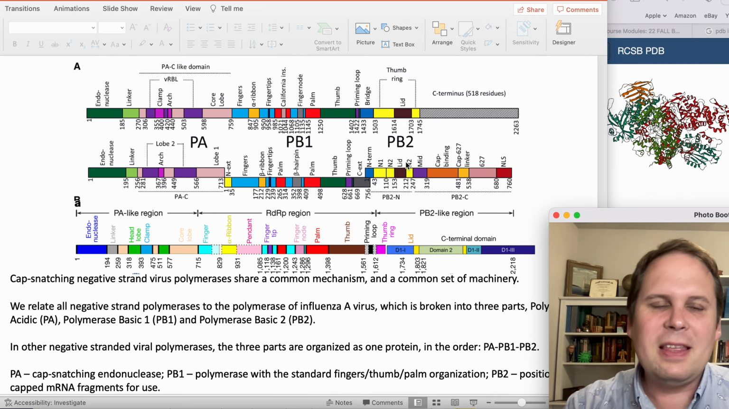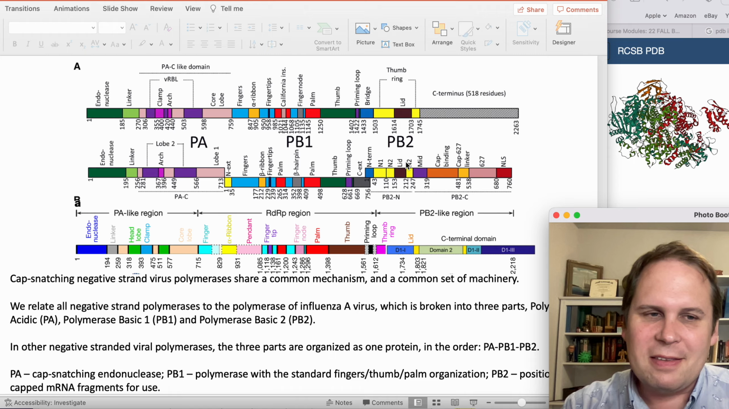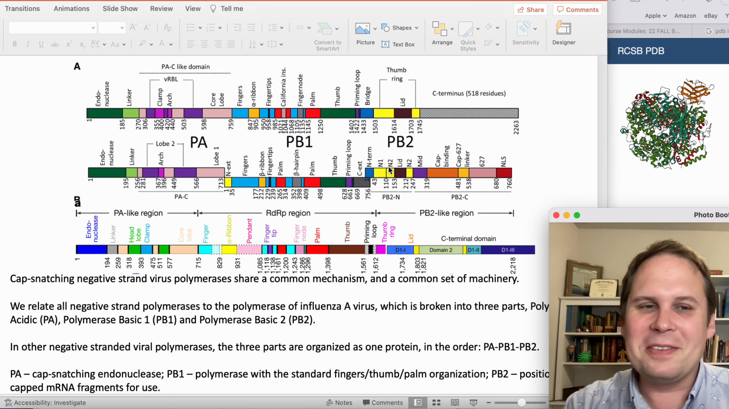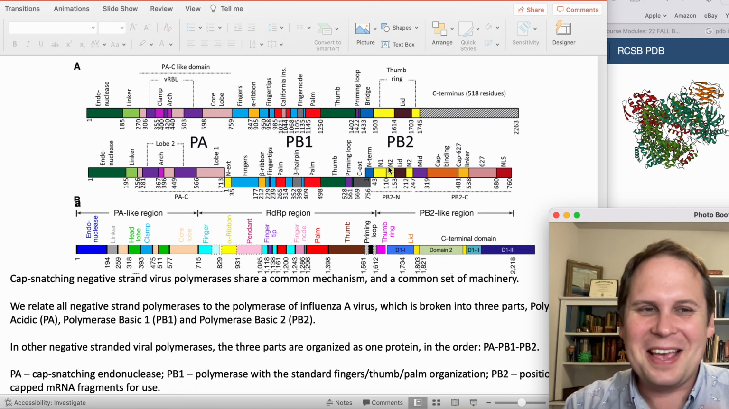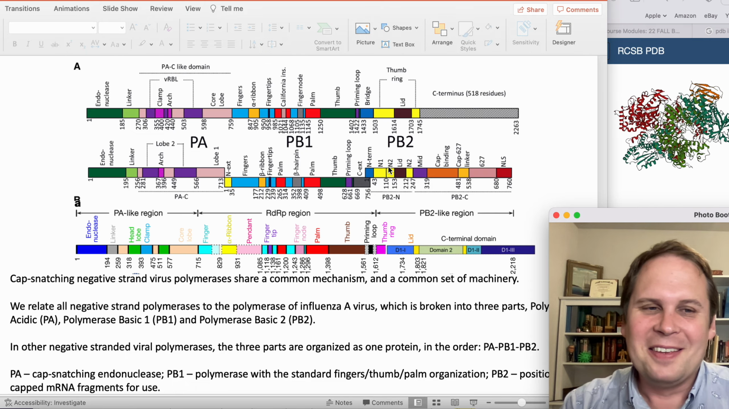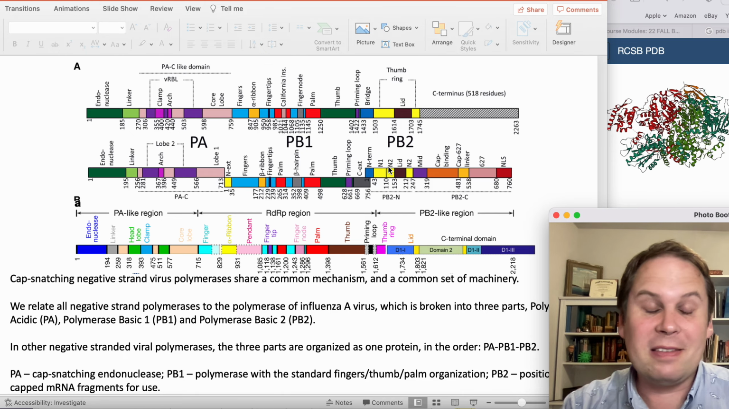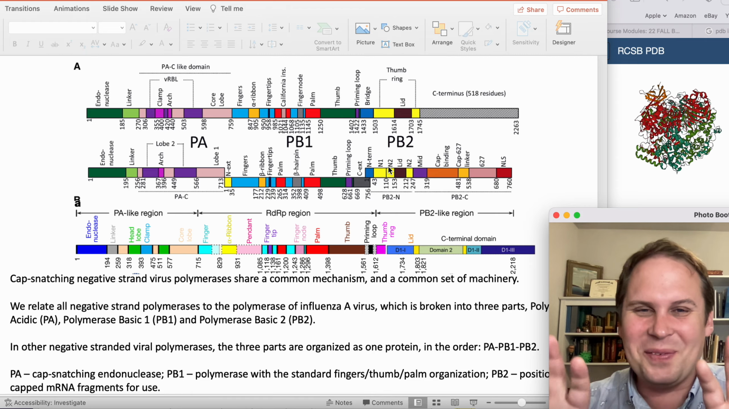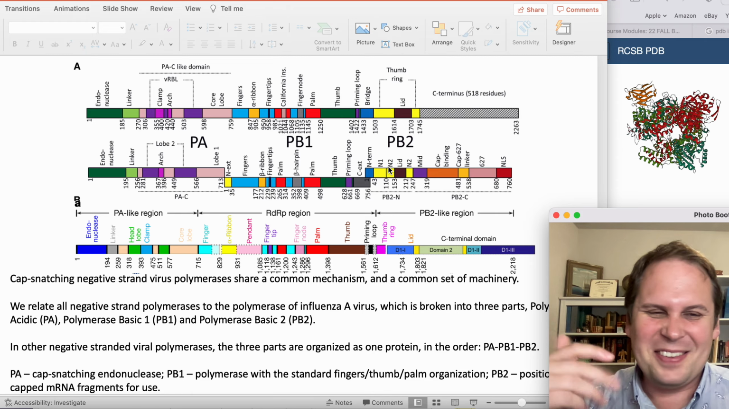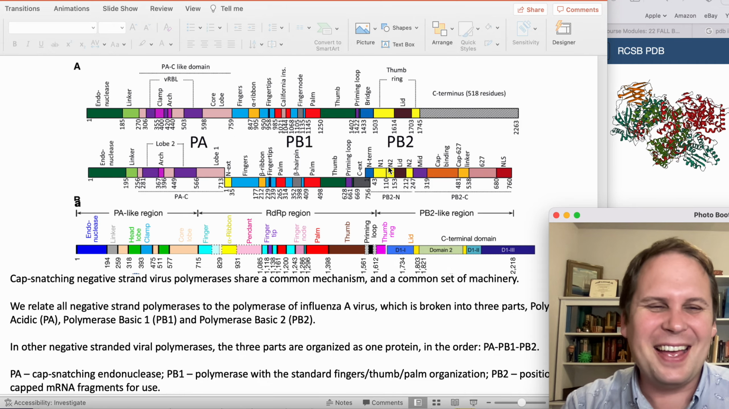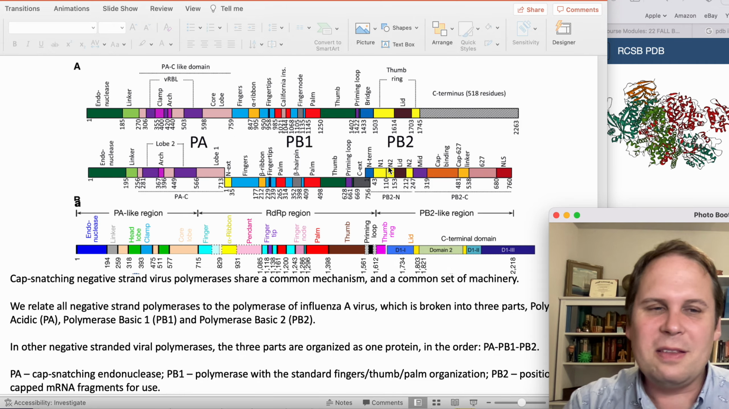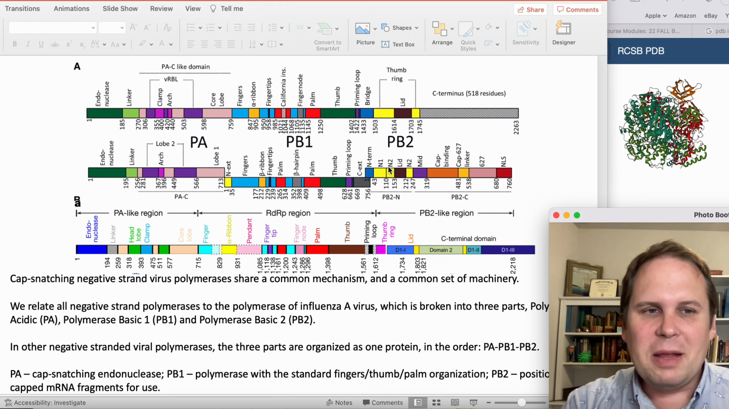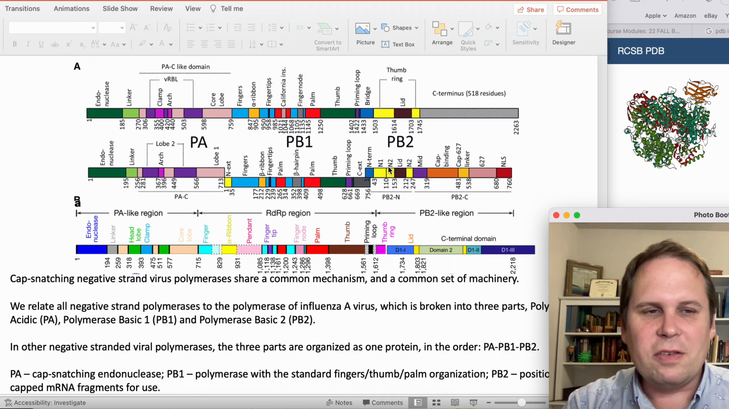So PA, the A and the B stand for acidic and basic. Back when people had no idea what these proteins are, and that was like the one true thing you could actually say about them. Like, I guess it's slightly more acidic, I guess it's slightly more basic. Doesn't have anything material to do with what they are really. It's just, whatever. Yeah, it's a way to categorize things when they had no idea how to categorize these things. Together, these are the polymerase complex. They each do different jobs.